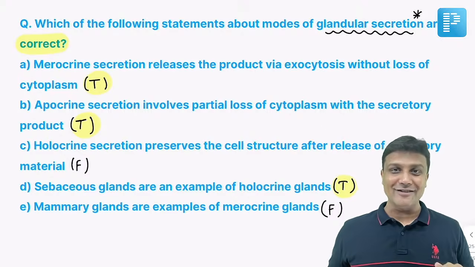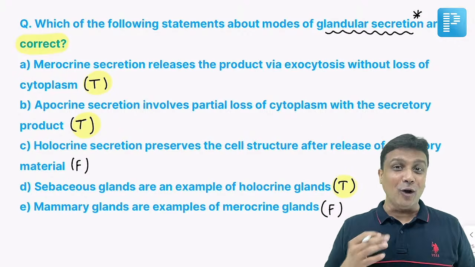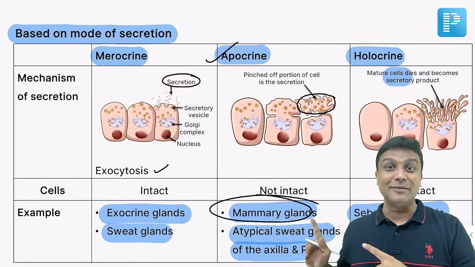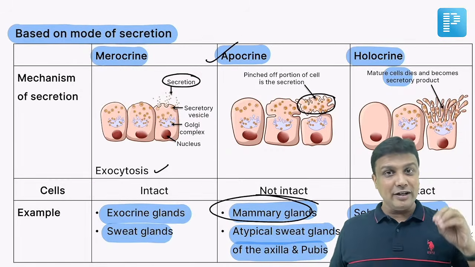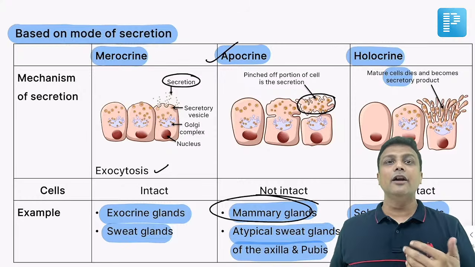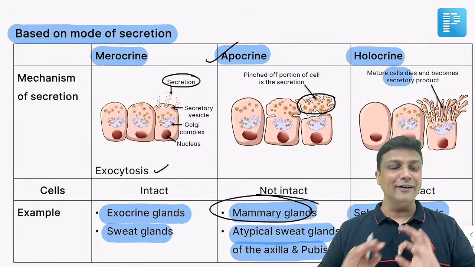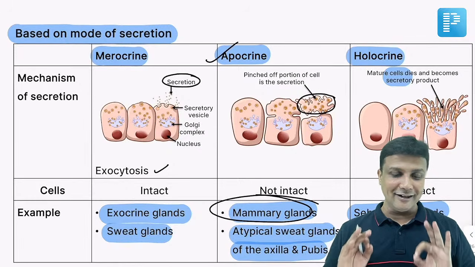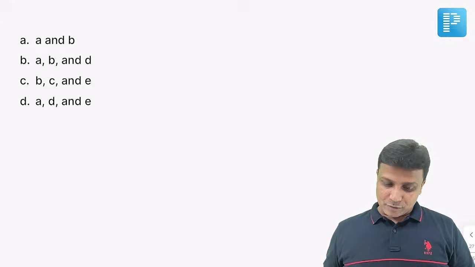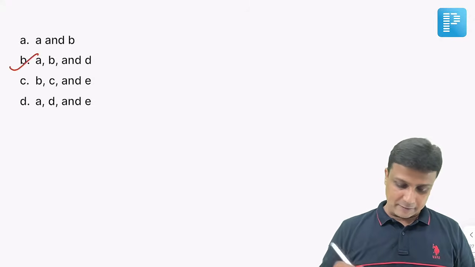Perfect, sir. Are you understanding? But our intention, I hope you're understanding, is not just solving this question, sir. Our intention is this concept. In your INI-CET exam, they'll be asking about the glands. Many times they're asking about the glands and their mode of secretion: merocrine, apocrine, and holocrine. I hope this concept is done. Moving ahead, the correct answer will be A, B, and D. Perfect.